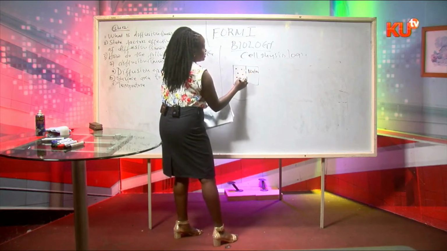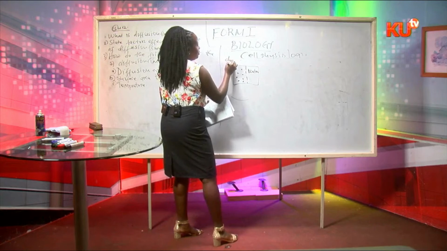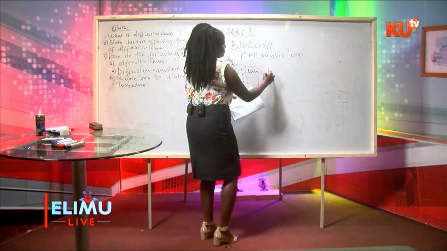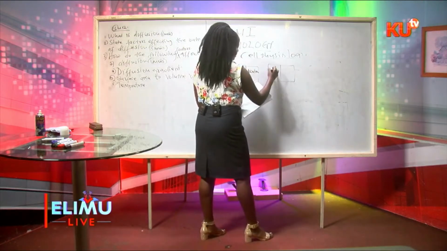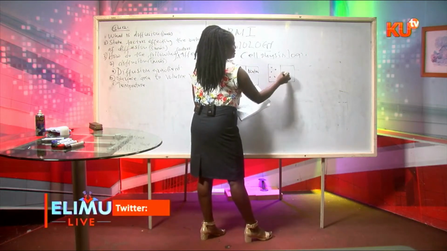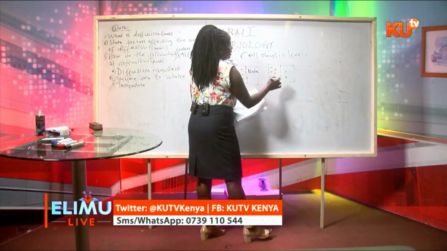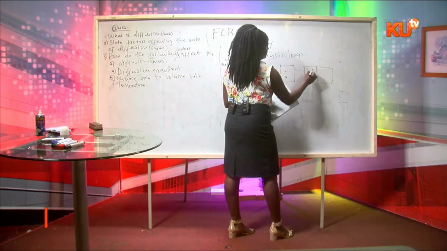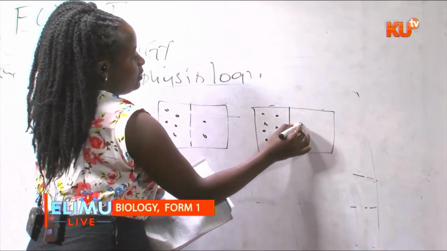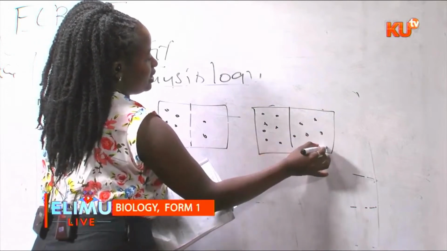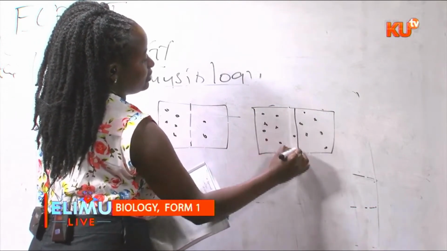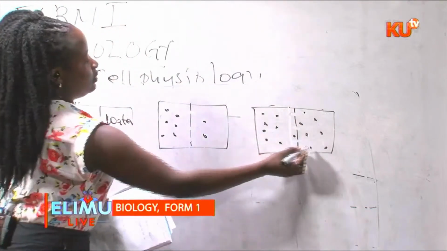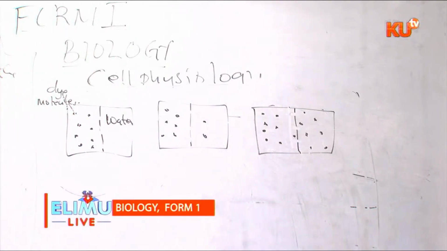So dye molecules. Then we have the same setup continuing, ensuring that some of these dye molecules are getting to the other side. Lastly, these dye molecules will become distributed equally on both sides. They'll become equally distributed on both sides.